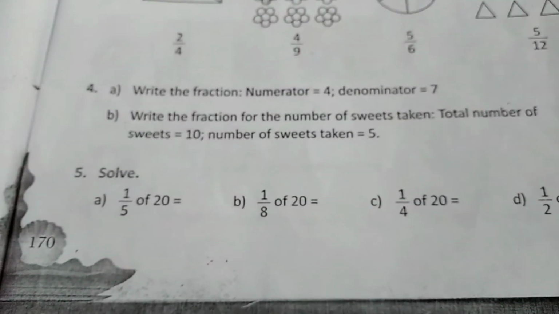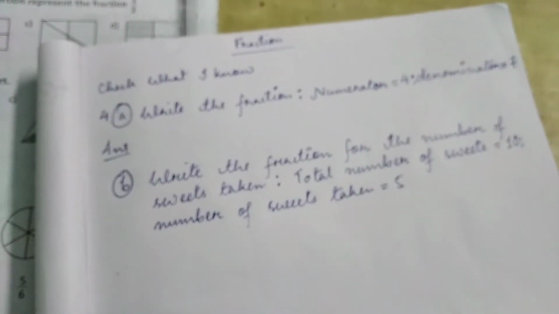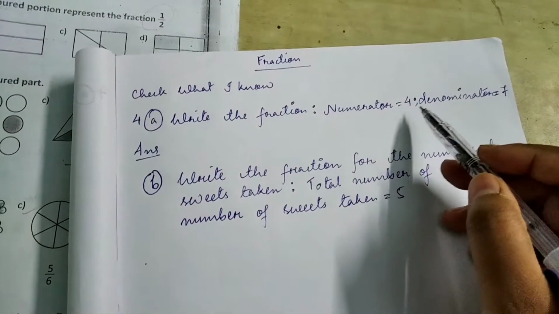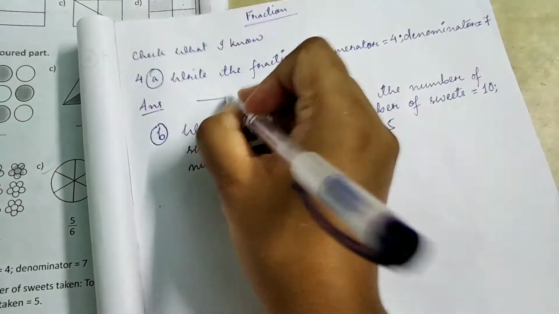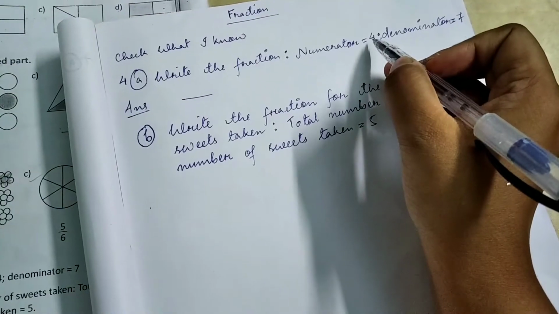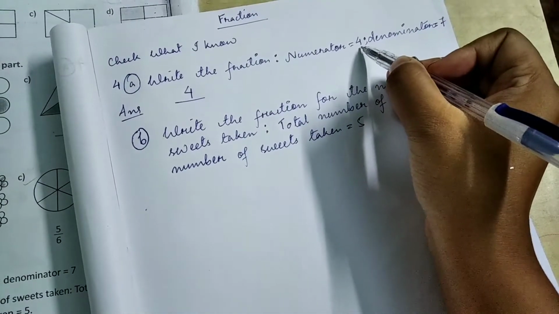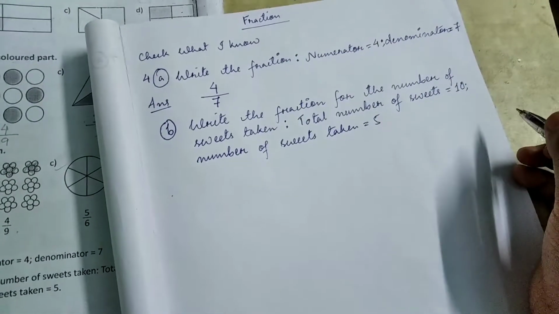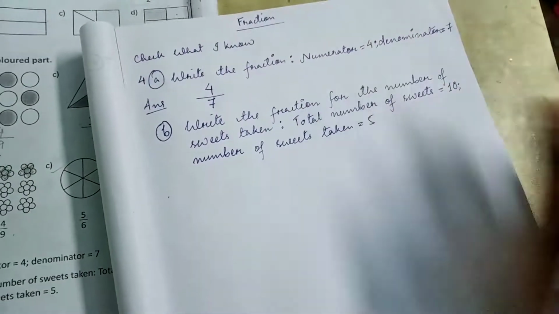So how will you solve the question? Write the fraction they have given. I will do it for you, as you can see. Write the fraction, numerator is 4 and denominator is 7. So how will you write it as a fraction? Simple. The numerator always goes up, so it will be 4. The numerator is 4 and the denominator they have given is 7, so it is 4 by 7. So this is the fraction 4 by 7, and this is the answer to number 4a.